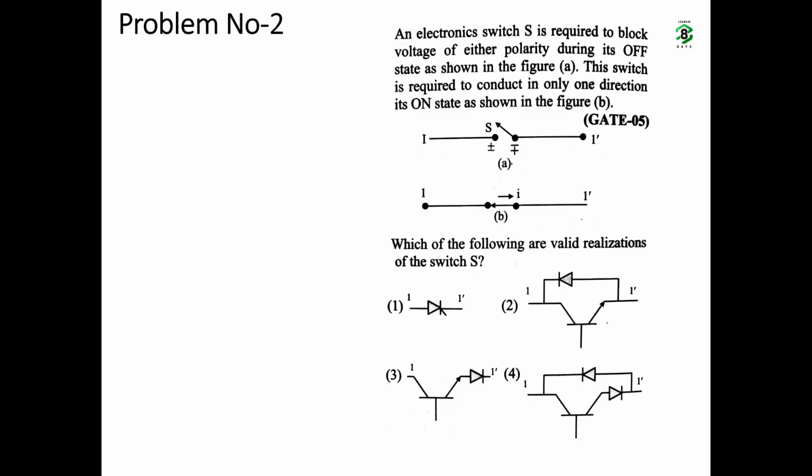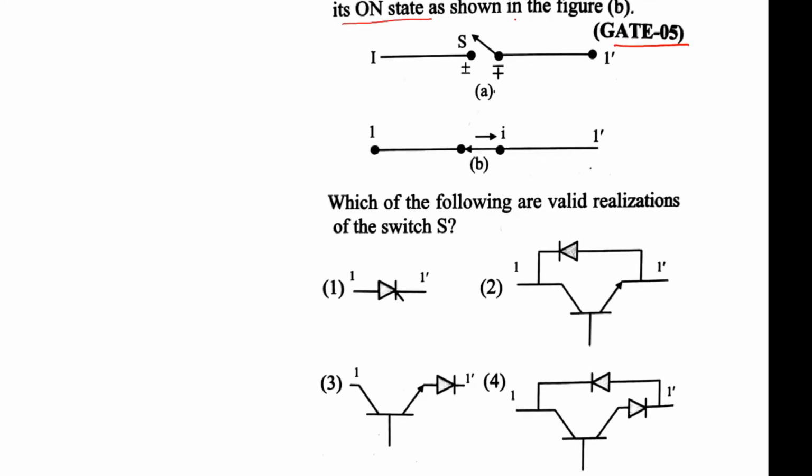Next, this type of question. This has been asked in GATE 2005. An electronic switch S is required to block voltage of either polarity during its off state, as shown in figure A. The switch is required to conduct only in one direction in on state, as shown in the figure. See, in this question, what is given is that this switch is blocking both polarities of voltage, but it is allowing the current flow only in one direction. So you have to choose the correct answers.